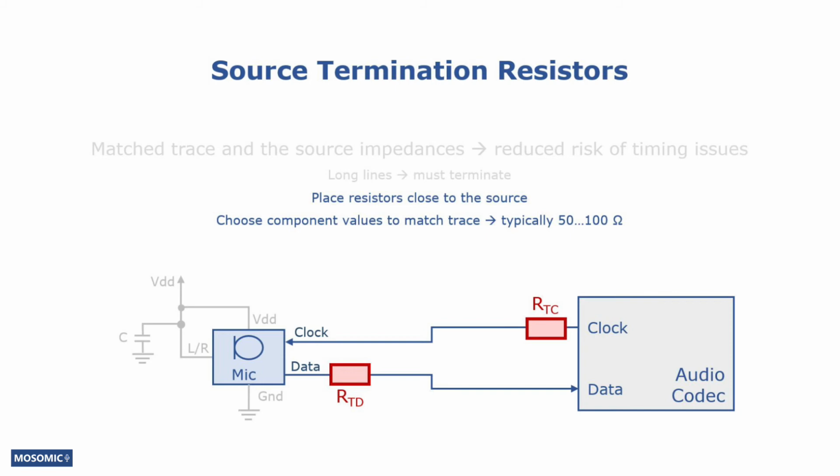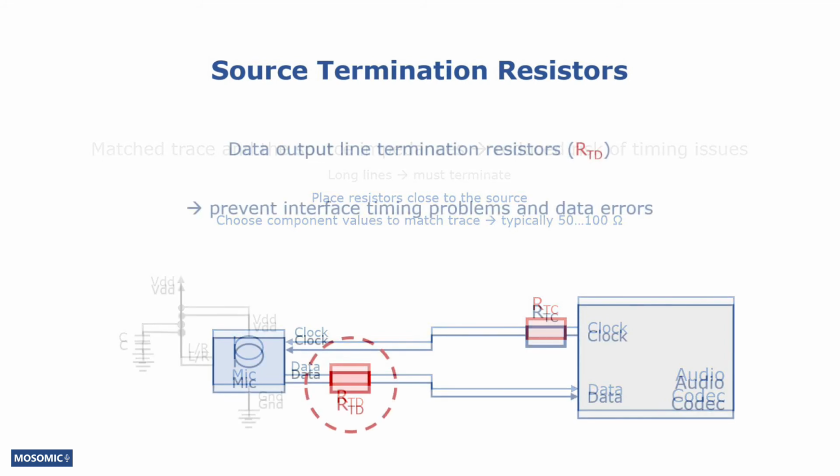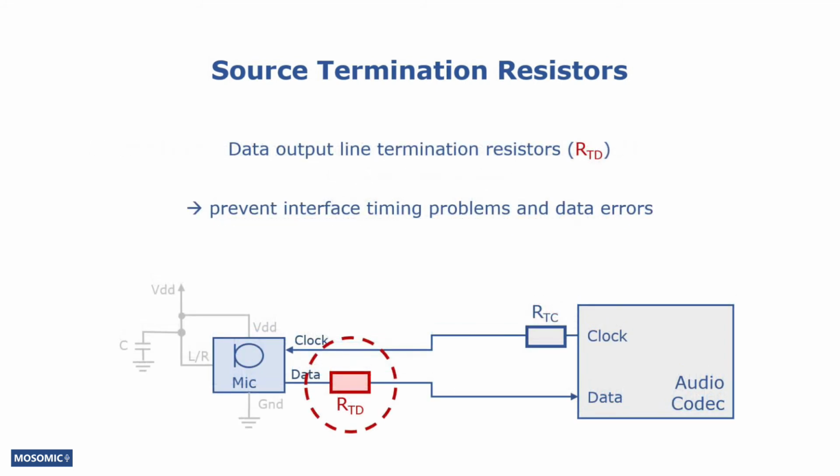Component values have to be chosen to match the trace. Typical values for source termination resistors in a MEMS microphone system are somewhere between 50 and 100 ohms. Termination resistors on the microphone output data lines, RTD in the picture, prevent interface timing problems and thereby data errors.